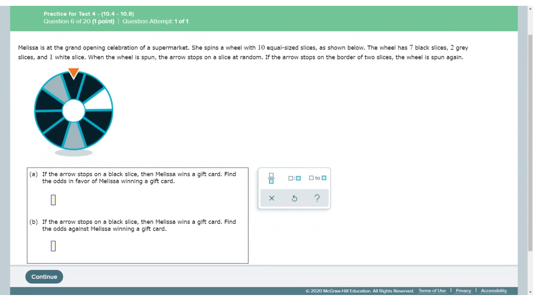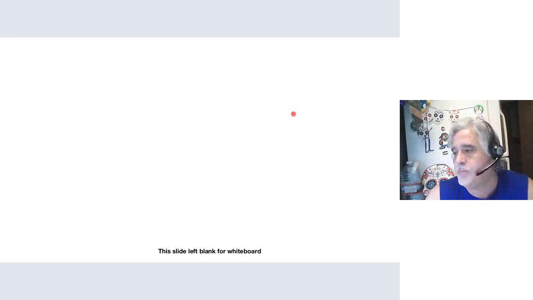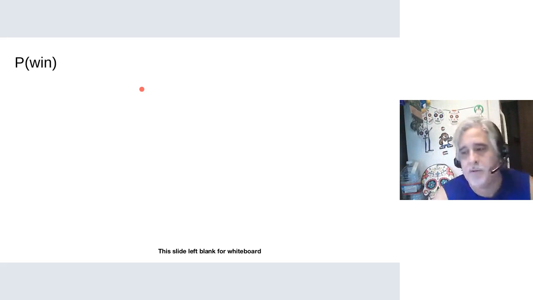I really wish I could write up here, but I have to go to the board so you can still see it. If the arrow stops on a black slice, she wins. So in other words, if it's on this one, this one, this one, this one, this one, this one, this one, which is how many? There's 7 over 10 is the probability of winning. Let me write that down over here. I'm just going to put win here. I mean, it's black. So it's 7/10. I hate writing fractions like that. They're kind of confusing.